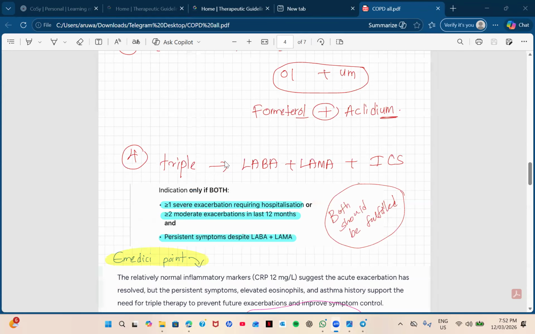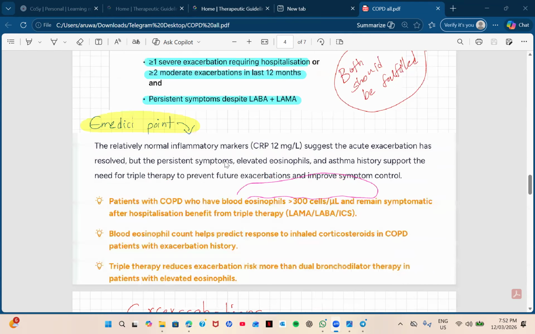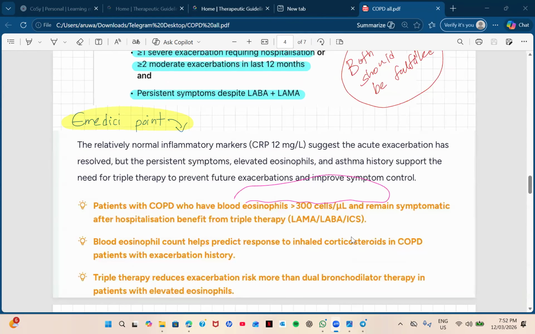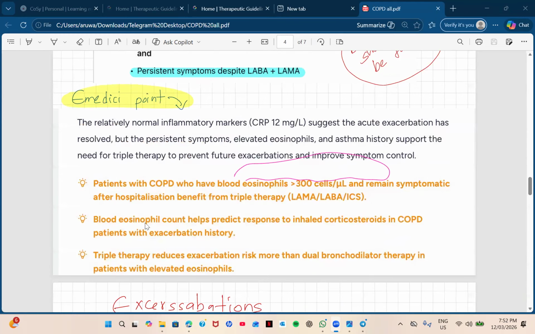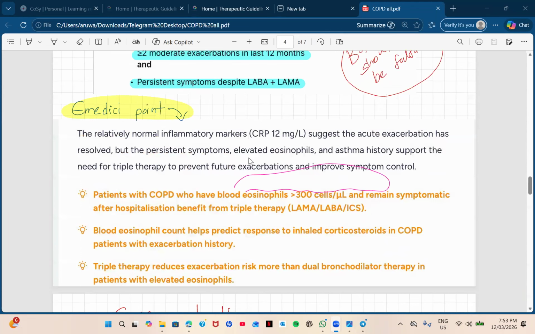Okay, this is the stepwise management. There's an eMedSIP one. Okay, this is for the eosinophilic one. There was a question, but I don't have that question here, doctors. If Dr. Bhagya can find it, please share it in the group.